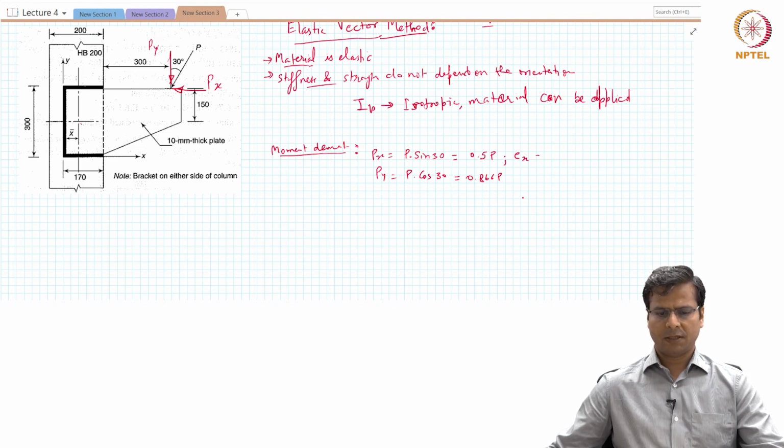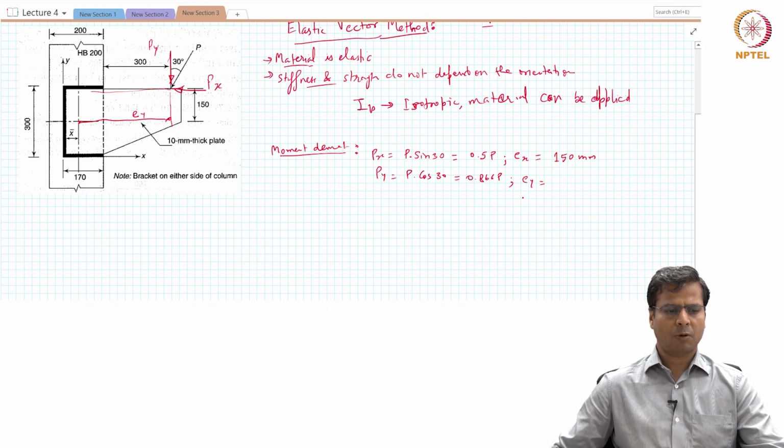So eccentricity Ex. Now Ex is the eccentricity which needs to be multiplied with Px. So this is the eccentricity Ex, even though it is in y direction. So Ex is equal to 150 millimeters from the centroid of the weld to the load. And Ey will be the eccentricity from here to the point of loading. This is Ey. How much is that?